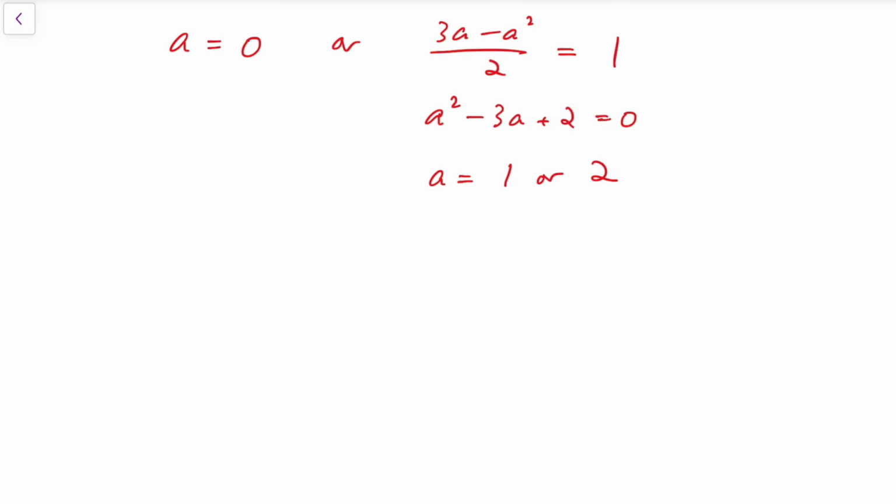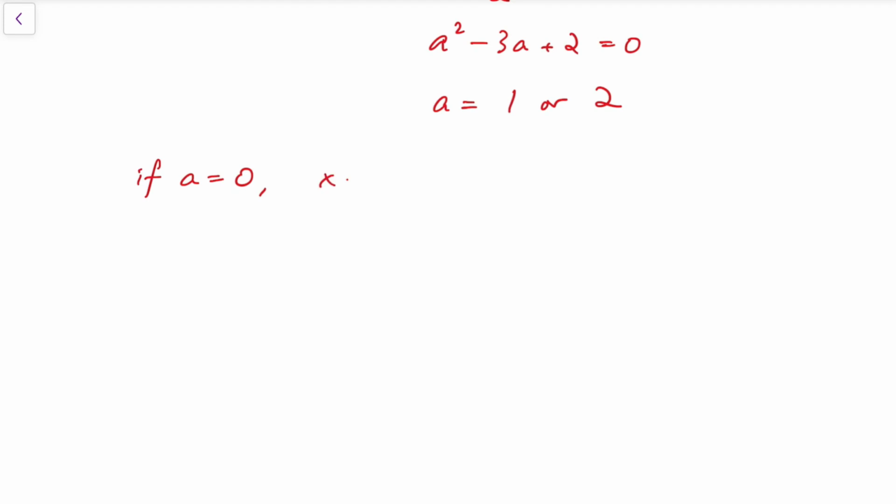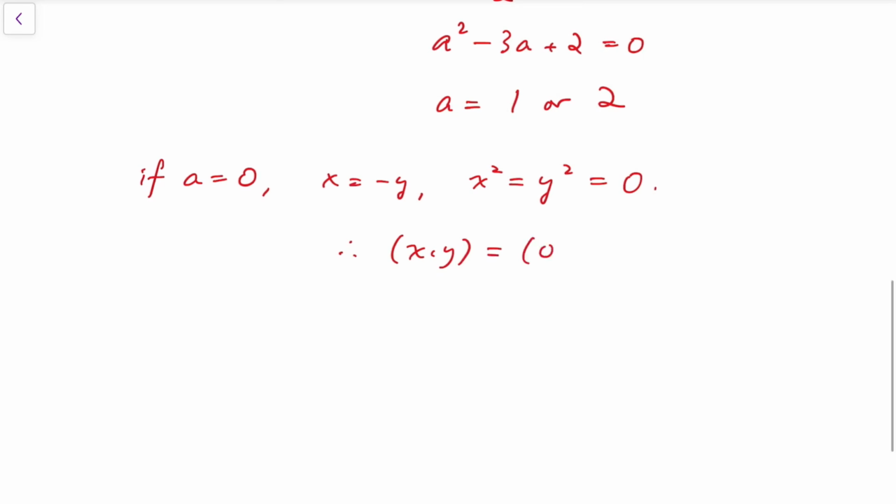Now, to check whether they are valid solutions, the best way would be to just solve for x and y. If a equals 0, then all those three expressions equal 0. So then x equals minus y, and x squared equals y squared, and they are both equal to 0. So therefore, the only possible case would be x and y both equal to 0, because we have a valid solution for x and y, so a equals 0 is a possible solution for a.